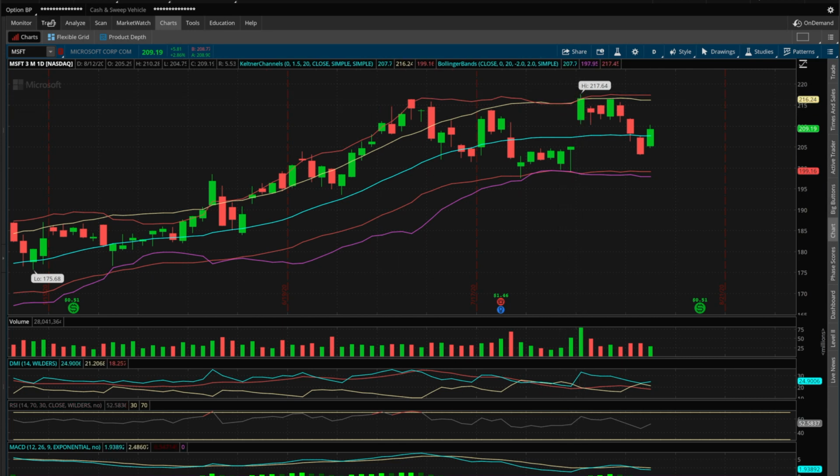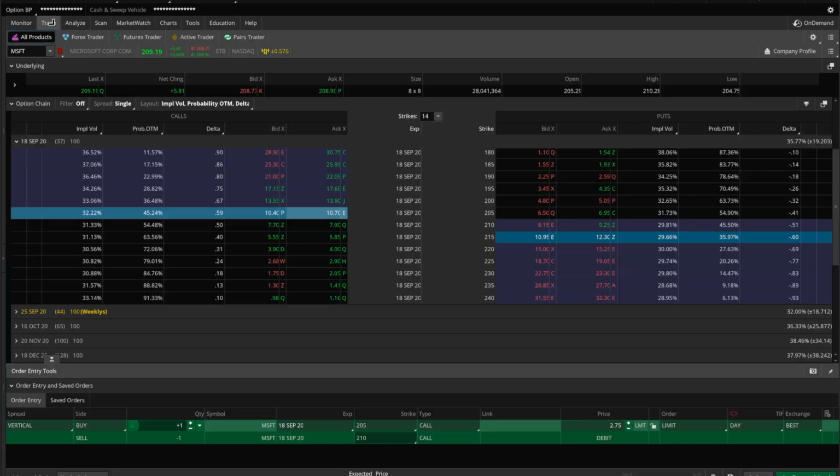So that I showed you a call spread. You can also do a put spread, and it just does the exact opposite. So I can change this to a sell, right? And that's the same thing as doing a vertical put spread, buying a vertical put spread or selling a vertical call spread.